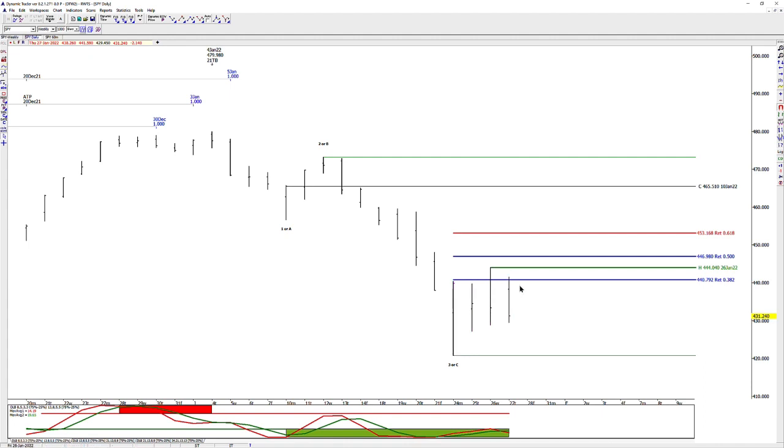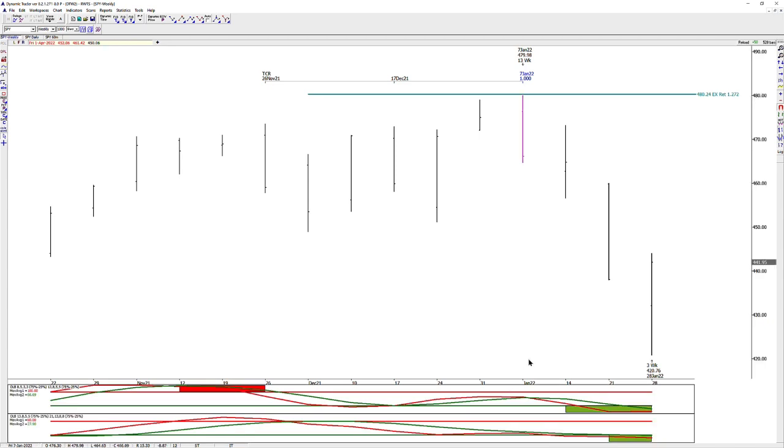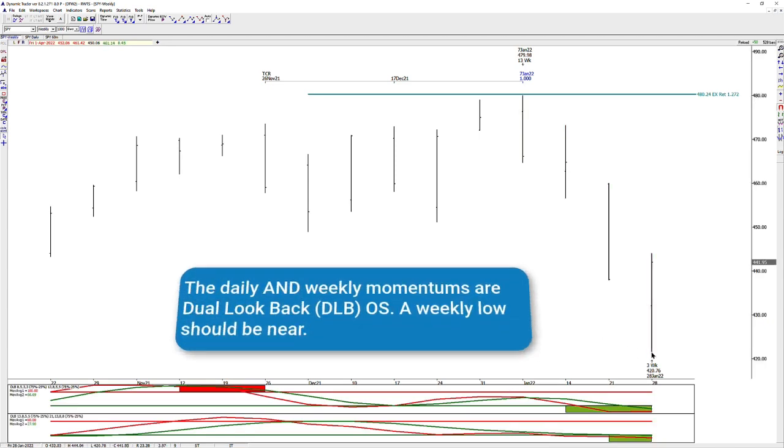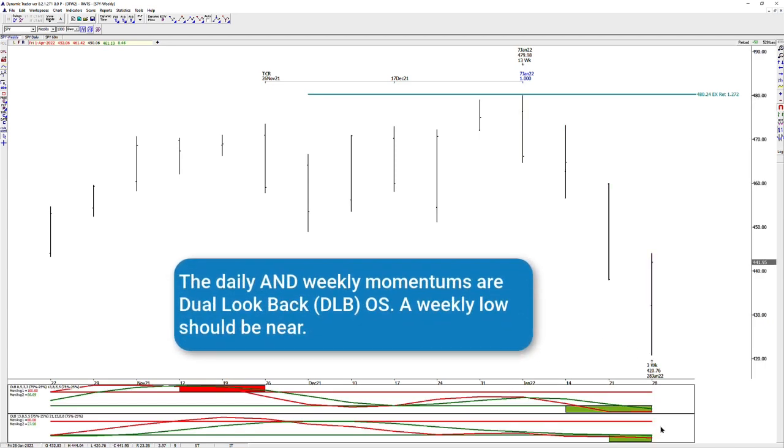We'll take a look at the intraday data in a minute to see if it confirms that that's probably the case. But the daily momentums are dual look back oversold. They've actually been deep oversold for a long time. So it should be near making a daily low. Let's take a look at the weekly as of that period of time. And as of that day, that's that big reversal week. The weekly momentums are also dual look back oversold. We may be getting close to making a weekly low.